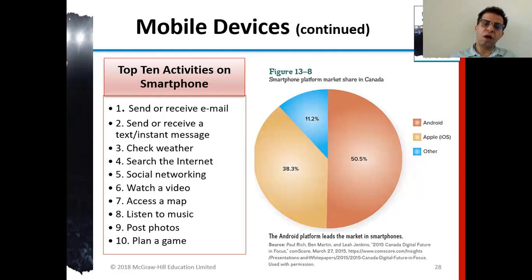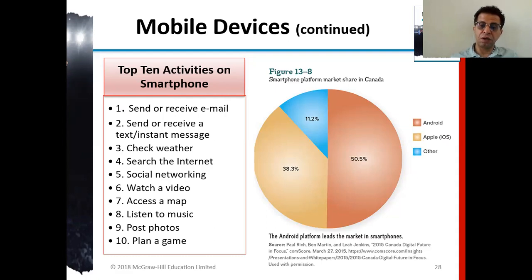Now, top activities on the smartphone, for example. A smartphone could be Android, could be iOS, Apple, or others, and each one has its own framework and programming when you are doing an application on it. The top 10 activities of a smartphone: send or receive an email, send or receive a text or instant message.